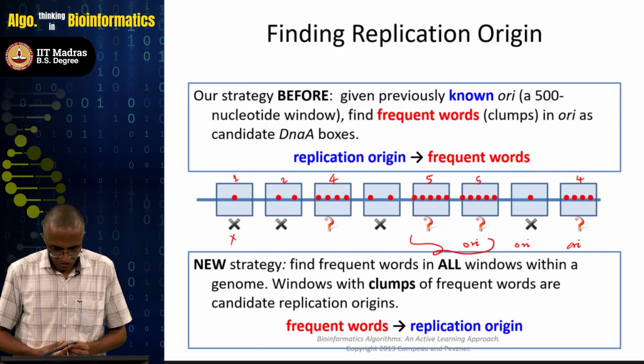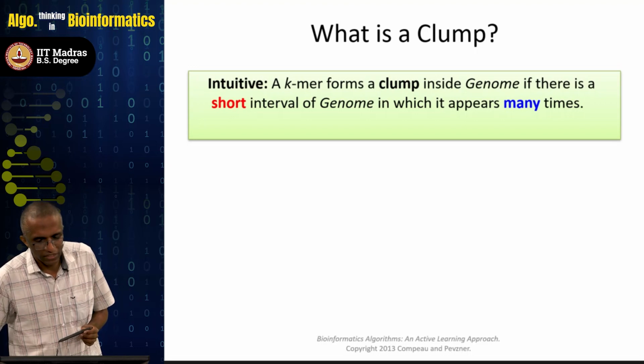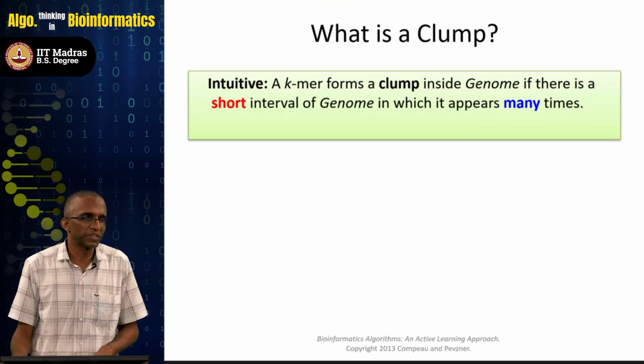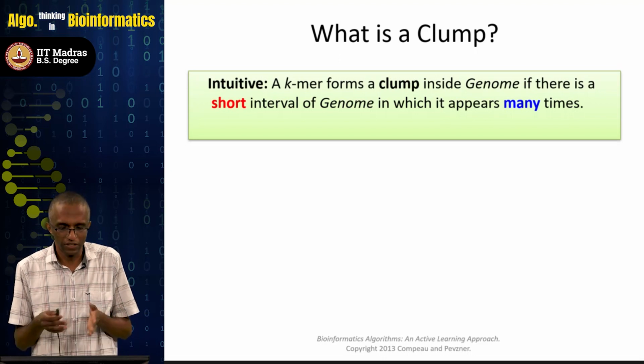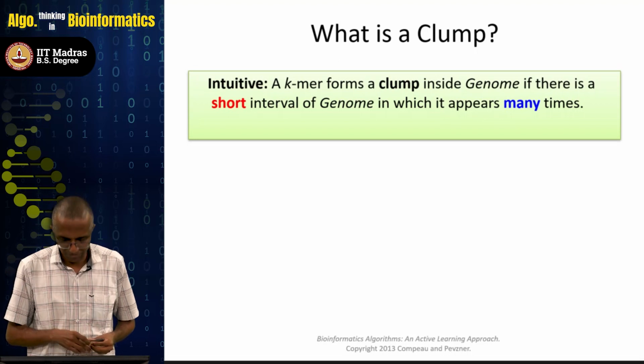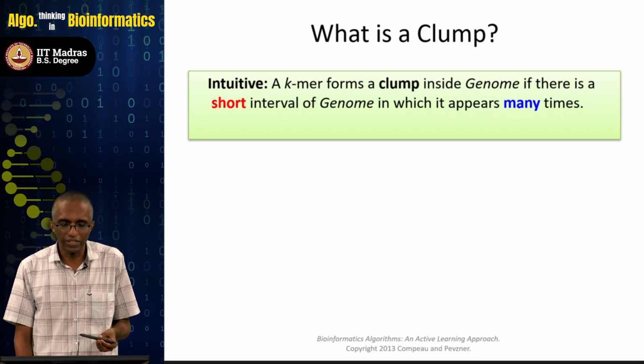Okay. So, that is what the next problem is. A k-mer forms a clump inside a genome if there is a short interval of genome in which it appears many times. So, that is what you mean by a clump. Its occurrences of the k-mer are spatially very close to each other. Okay. But of course, this is not computationally concrete yet, we need to make it concrete.